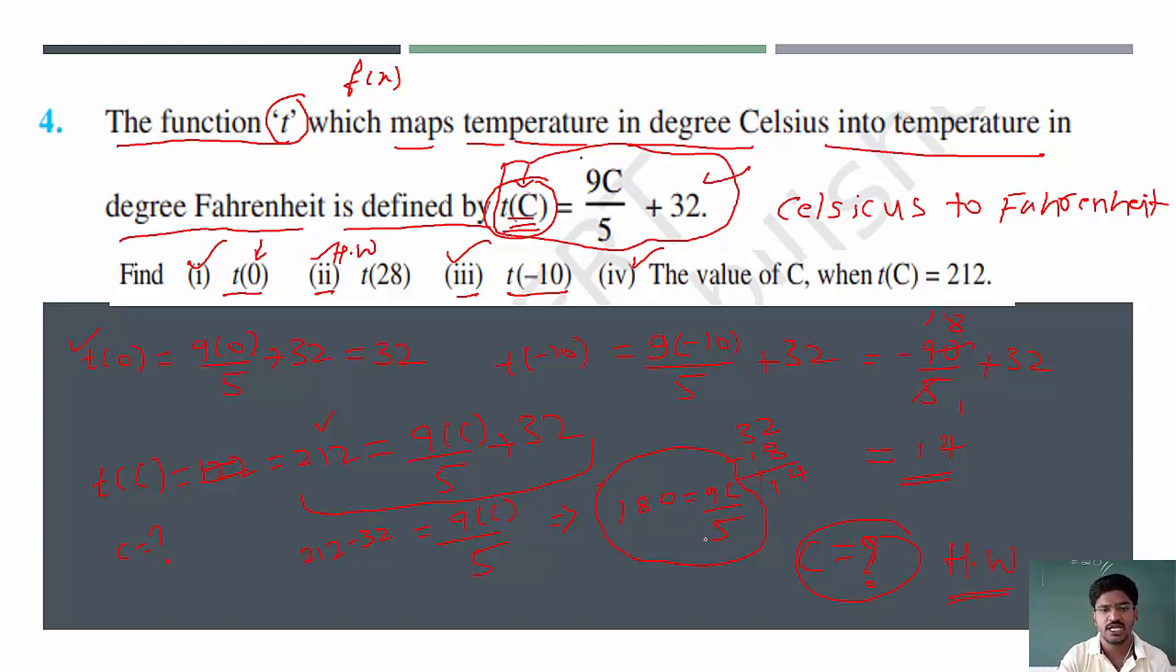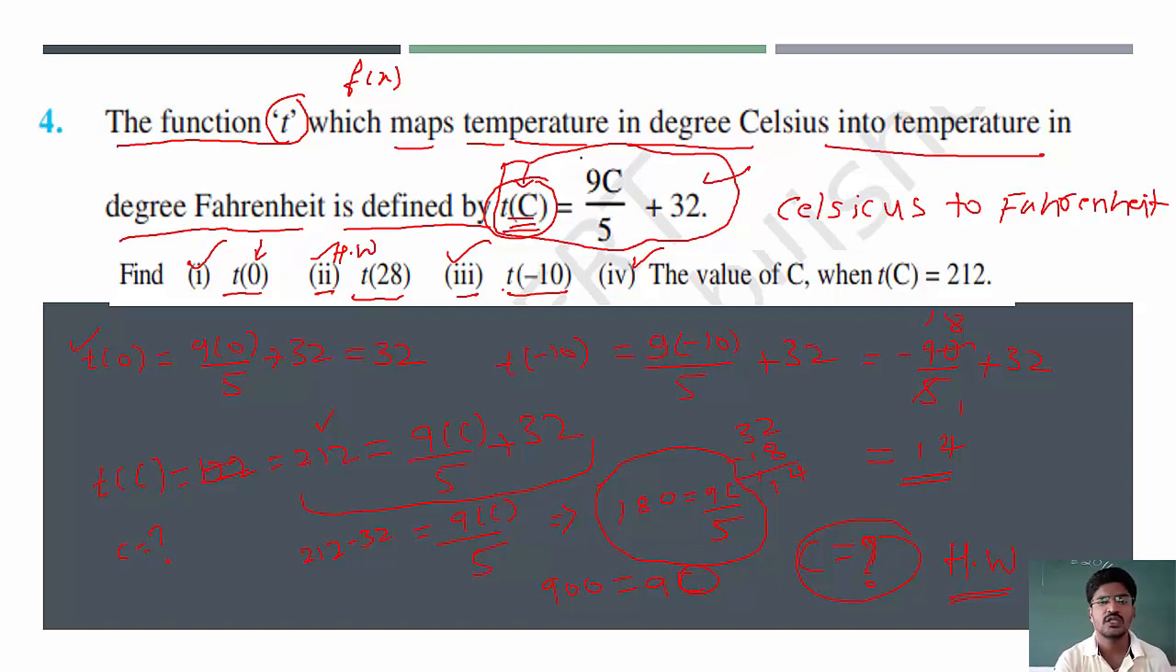You just multiply 180 into 5. That will be 900. So 900 equals 9C. So calculate the C term. That will be 100. You take it as homework. No problem. Clear? Everything I have done. You just calculate the C term. Okay. So here calculating the C term is homework and calculating T of 28 is homework. Clear? Okay.